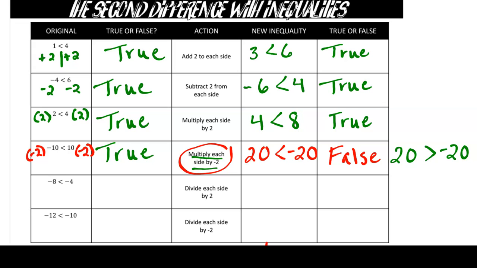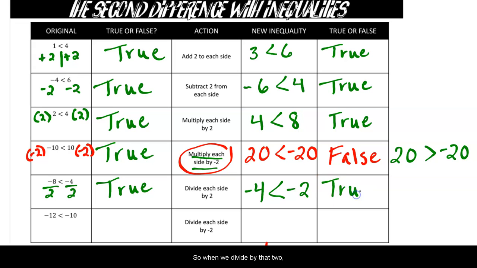Let's look at the next example. What if we divide by 2? So we're going to divide both sides of this one. Negative 8 is less than negative 4. So we're going to say from the beginning that this is true. And if I divide them both, negative 8 divided by 2 is negative 4. Negative 4 divided by 2 is negative 2. We had the less than sign. Negative 4, is it less than negative 2? Yes, it is. This is true. So when we divide by that 2, the inequality is still true.